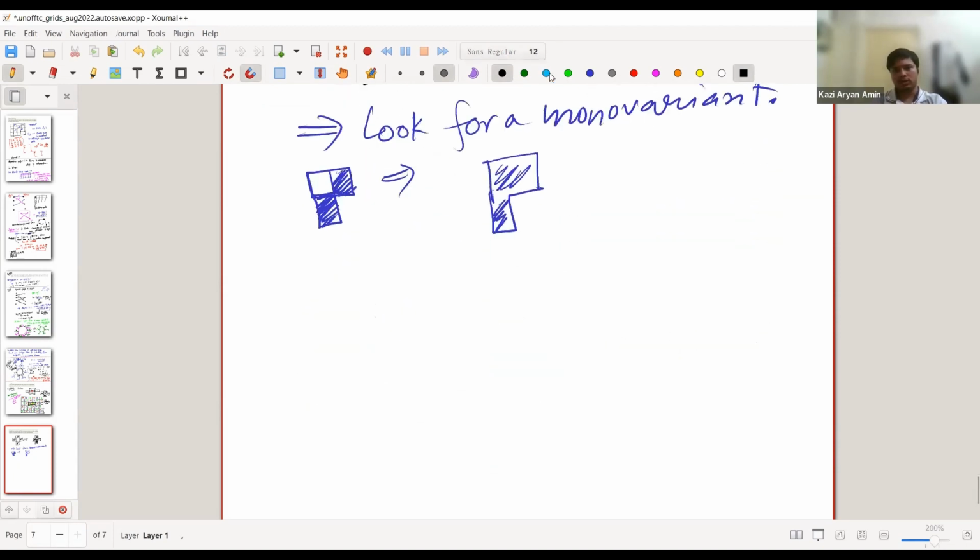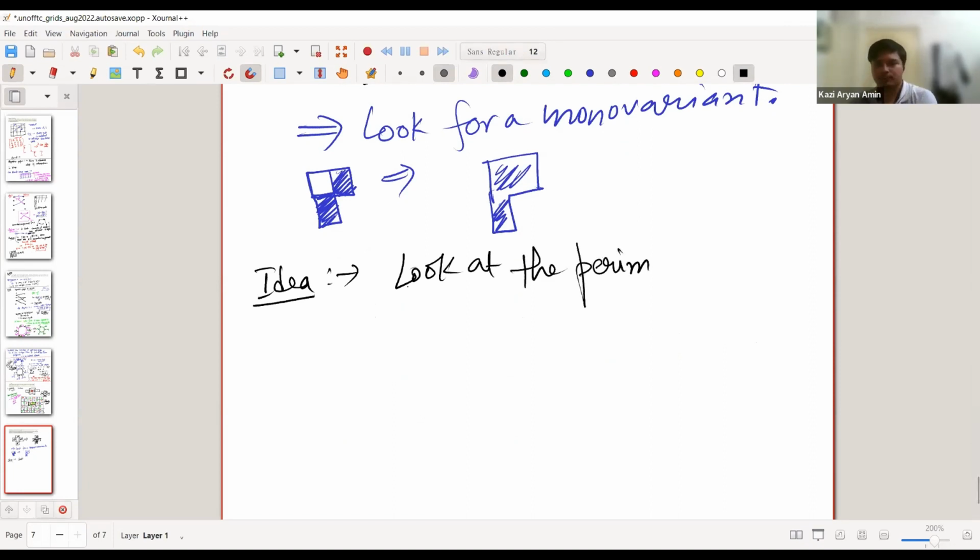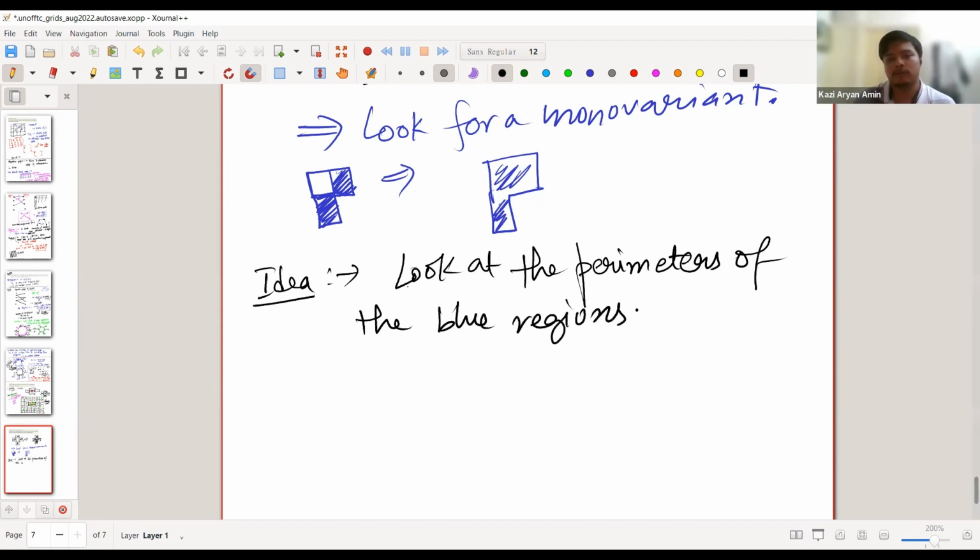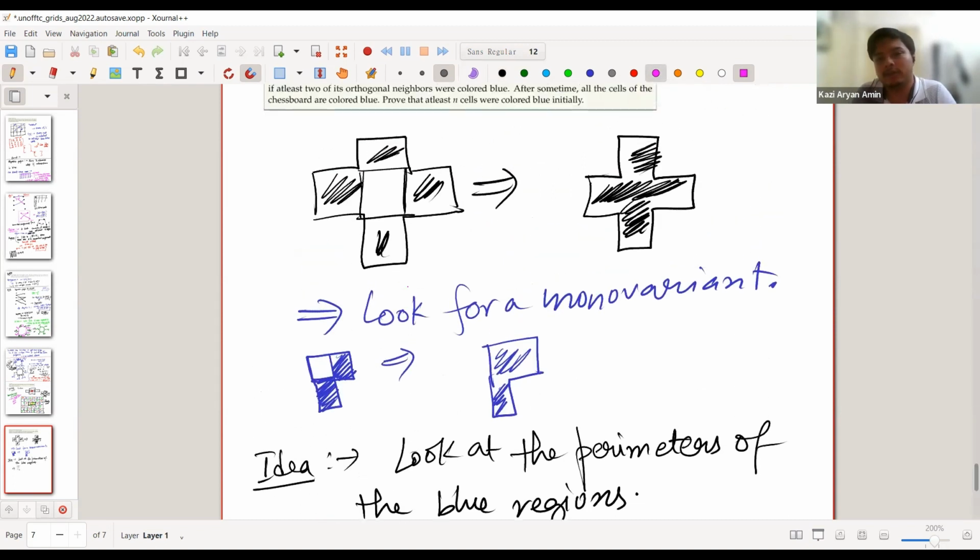Okay, I'll just tell you guys the solution then. The idea is to look at the perimeters. This was a hard problem, so don't feel sad if you're not able to get it. Look at the perimeter regions. Is there any claim from there? Any claim about the perimeters of the blue regions?